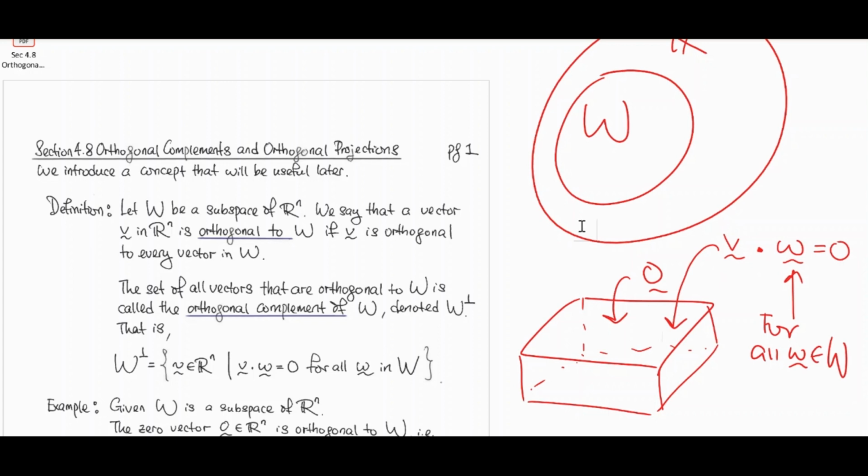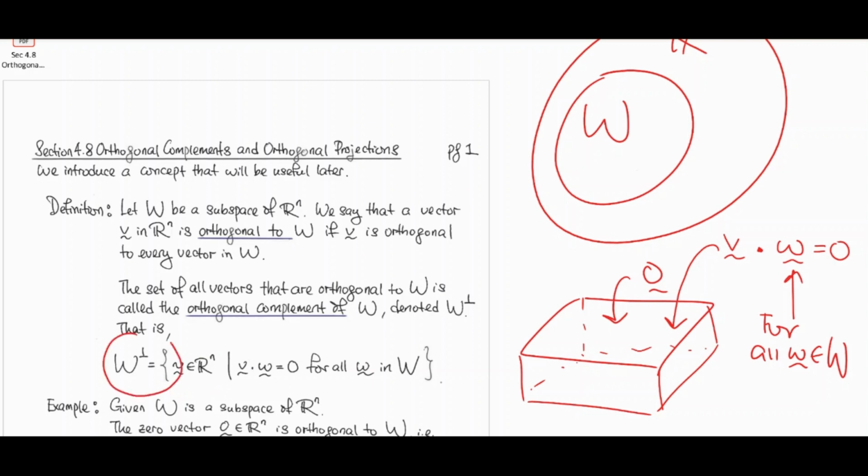So we are collecting all the vectors that are orthogonal to this vector space W, and we put them all into this box. Mathematically, we are putting them all in a set. So we are looking at this set, which consists of all the vectors in Rn such that the dot product with w is equal to 0. And the key thing here is, not only one w in this space W, but for every single w in this set, you have to make sure that they are orthogonal to this vector v. If you found such a vector, put it into this set.